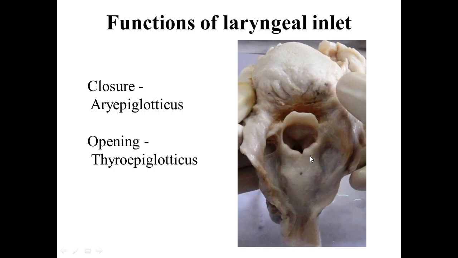And another muscle in the aryepiglottic fold is the thyroepiglotticus, and due to contraction of thyroepiglotticus, there is opening of the laryngeal inlet. The opening of the laryngeal inlet is a passive movement, but this is assisted by the thyroepiglotticus muscle. So closure of the laryngeal inlet is caused by the contraction of aryepiglotticus. During swallowing, the aryepiglotticus muscle contracts and there is closure of the laryngeal inlet, and opening of the laryngeal inlet is caused by the thyroepiglotticus.